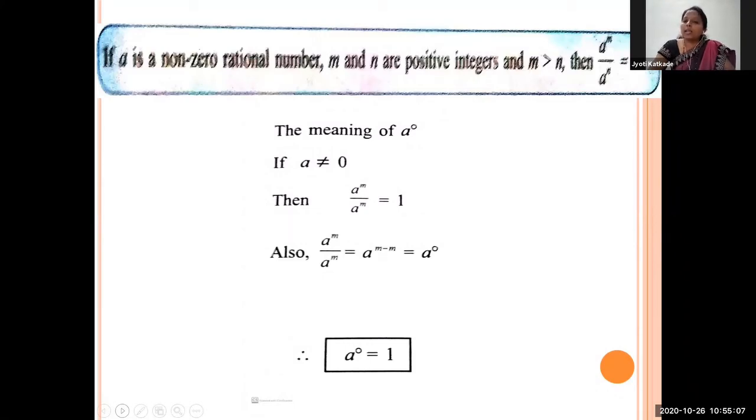Keep it in mind, if power of any number is 0, then the value of that number is always 1. Okay, all of you understand it?